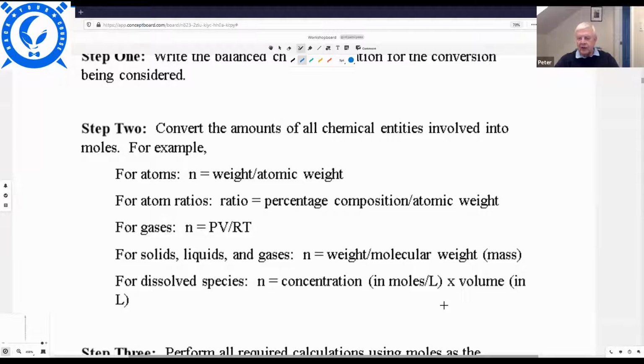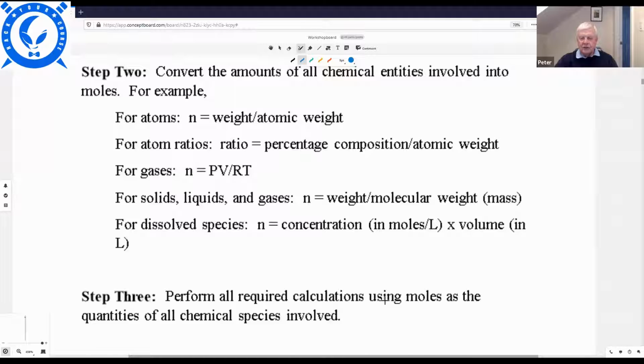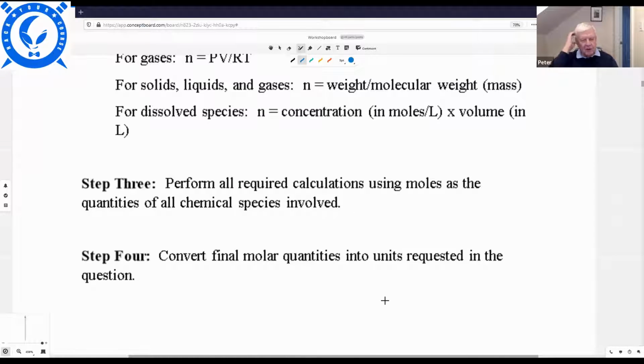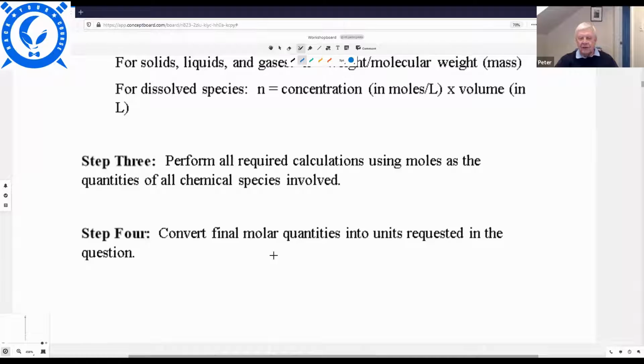Right, so you've written the equation, you converted the amounts of all the chemical entities into moles, then you're ready to do all the required calculations using these moles as quantities. So whatever the question asks, you perform that calculation in moles, and then once you've performed it, you then convert your final answer, which will be in moles, into whatever units are requested in the question.